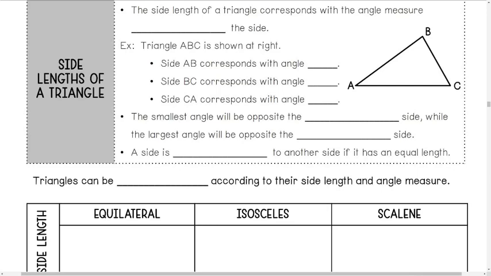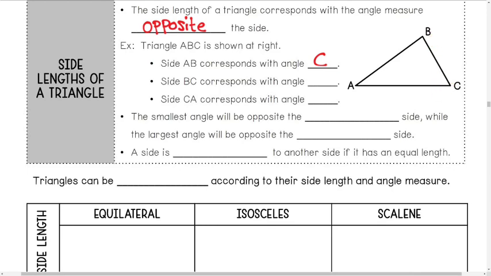In addition to that, side lengths of the triangle are really important. The side lengths of the triangle correspond with the angle measure of the opposite side. Now this might take a little bit to think about, but it says here specifically triangle ABC, and it asks which angle side AB corresponds with. Well, the opposite of side AB would correspond with angle C.